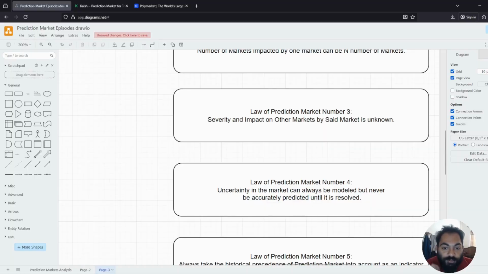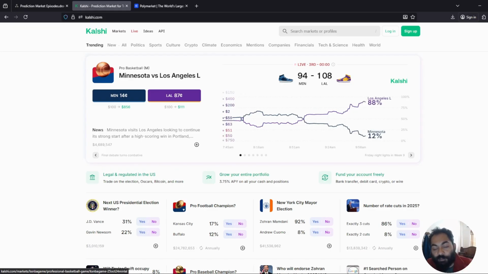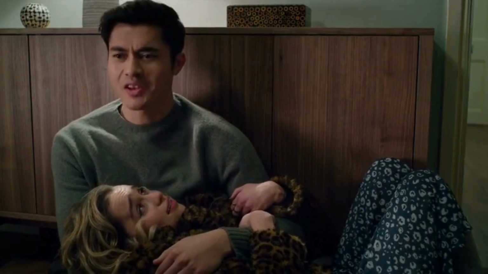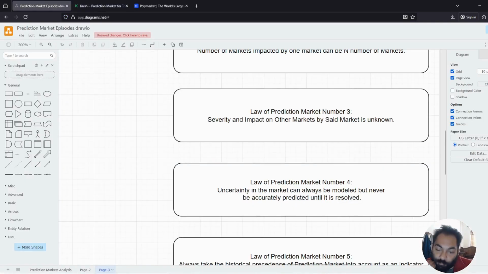Law of prediction market number 4: uncertainty in the market can always be modeled but never be accurately predicted until it is resolved. Meaning, you can model which way this is going to go, and you can have a model that says you can have better odds than 88% for Los Angeles or 12% for Minnesota in this live game going on right now. These are all just models, right? You can model it, but you can't predict it until it's actually resolved.